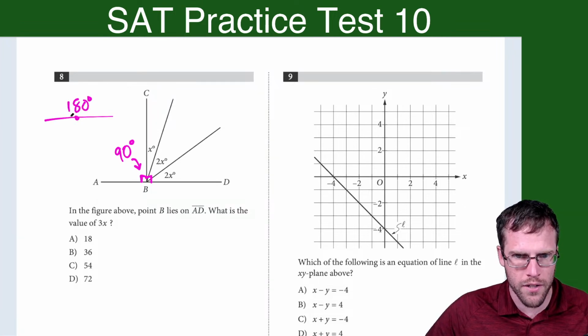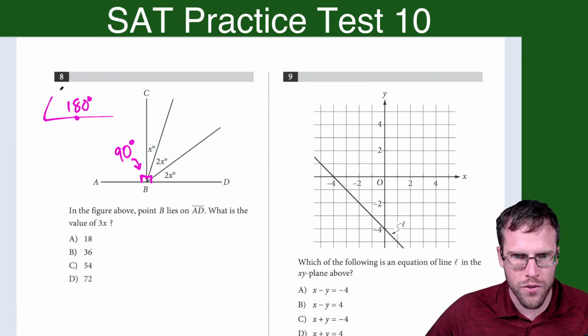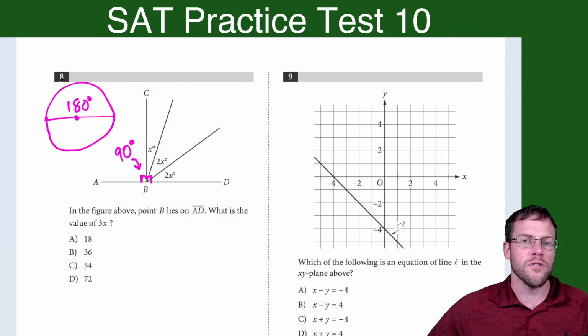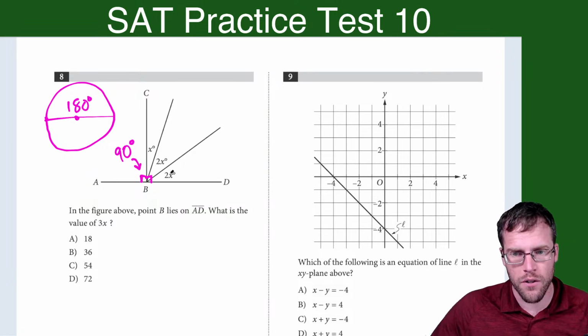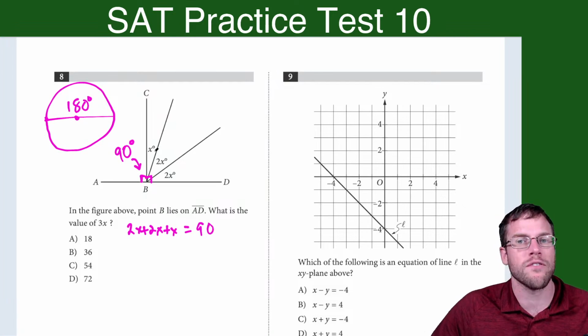All right, the way I know that, just think of a circle. Let me draw that a little nicer. If you were to draw a circle here, that was actually not that great. We'll do one more. That's a little better. A full circle is 360, but half of it is 180. Okay, so that's how I know. So that tells me 2x plus 2x plus x, like this plus this plus this, has to equal 90. Because these three angles together have to make 90.